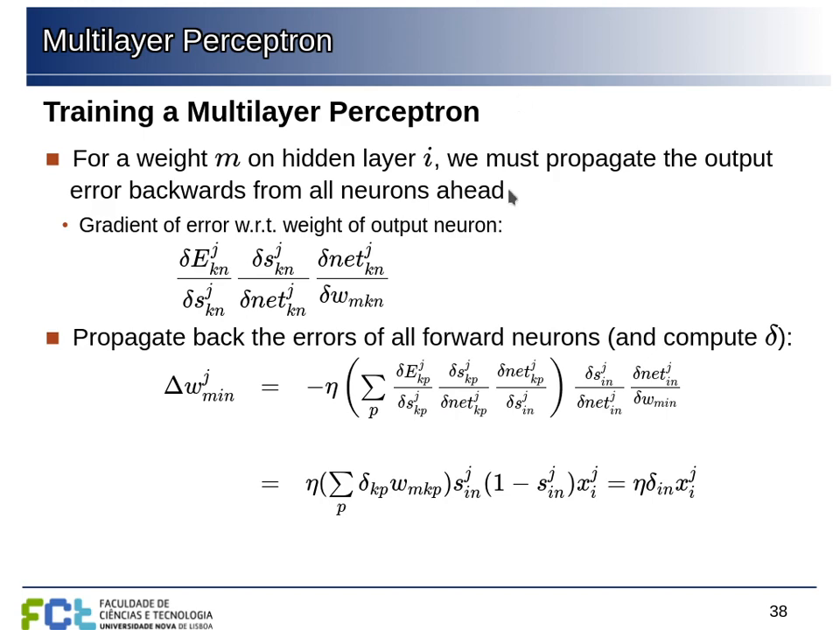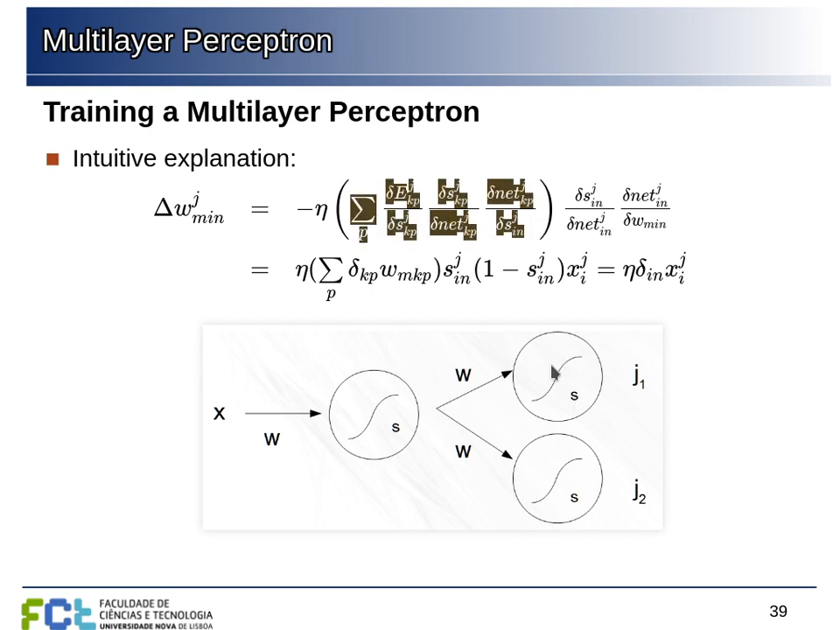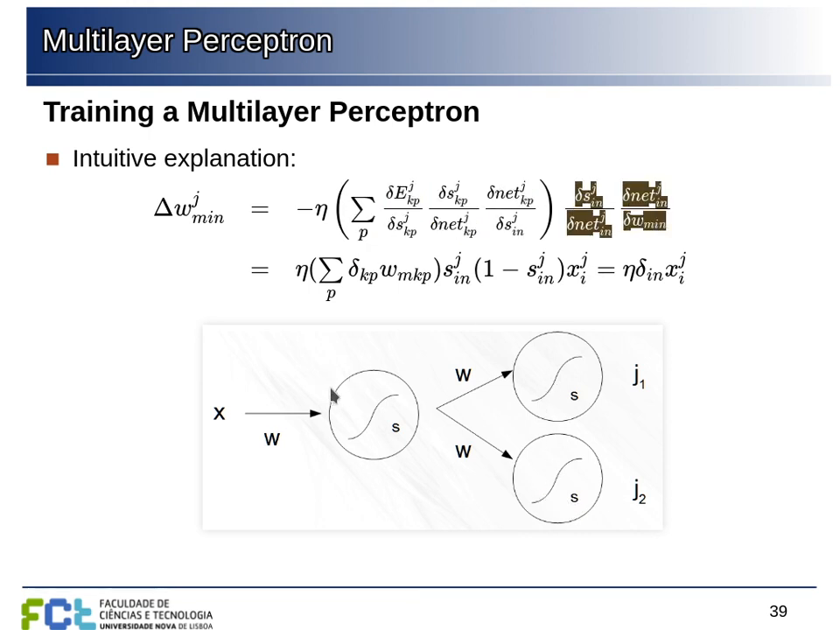So imagine that we are looking at this neuron, and we want to update this weight, but we have several neurons in front here. So we need to sum this for all the neurons that we have in front, and then we need to multiply with the derivatives of the activation function and this weighted sum.